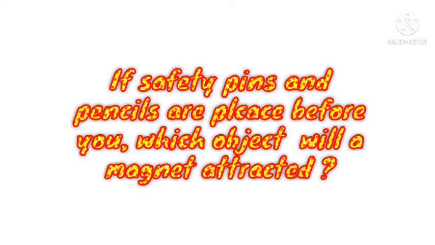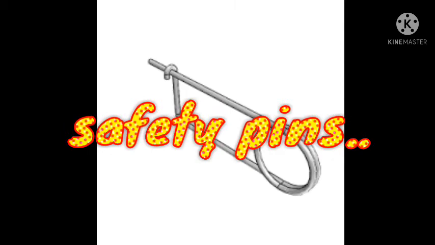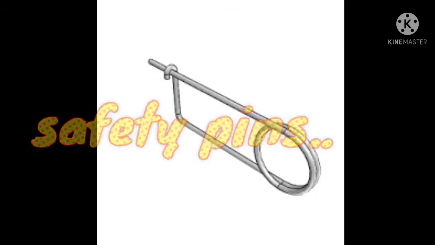Now let's try a practical question. If safety pins and a pencil are placed before you, which objects will the magnet attract? Let me see my smart cube. The answer is safety pins. The magnet will attract the safety pins because the safety pin is a metallic object, or it has a magnetic property.